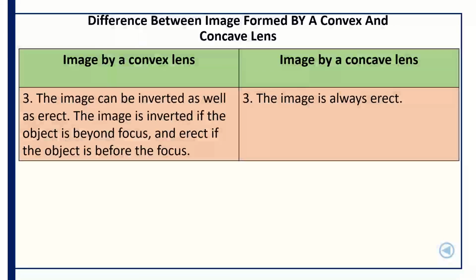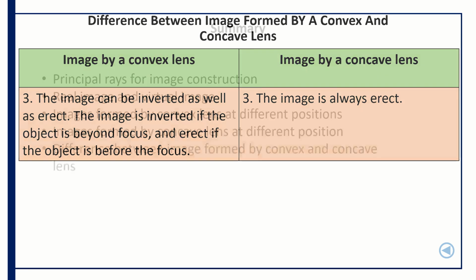Now the image can be inverted as well as erect in the case of a convex lens. The image is inverted if the object is beyond the focal point, and it is erect if the object is before the focal point. So we get both types of images, inverted as well as erect. But in the case of a concave lens, we always get a virtual image, so we always get erect images. So these are the differences between the images formed by a convex lens and a concave lens.